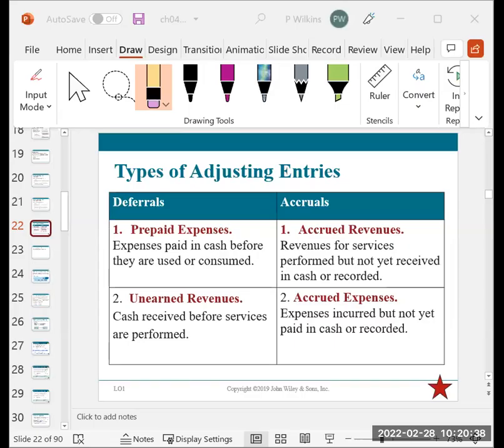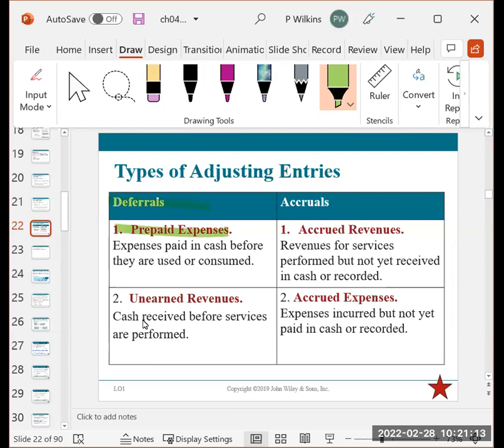Okay, so we're going to talk about the types of adjusting entries. There are two main categories of adjusting entries: deferrals and accruals. Deferrals are going to include prepaid expenses. These are expenses that are paid in cash before they are used or consumed, like paying for your insurance for a full year.